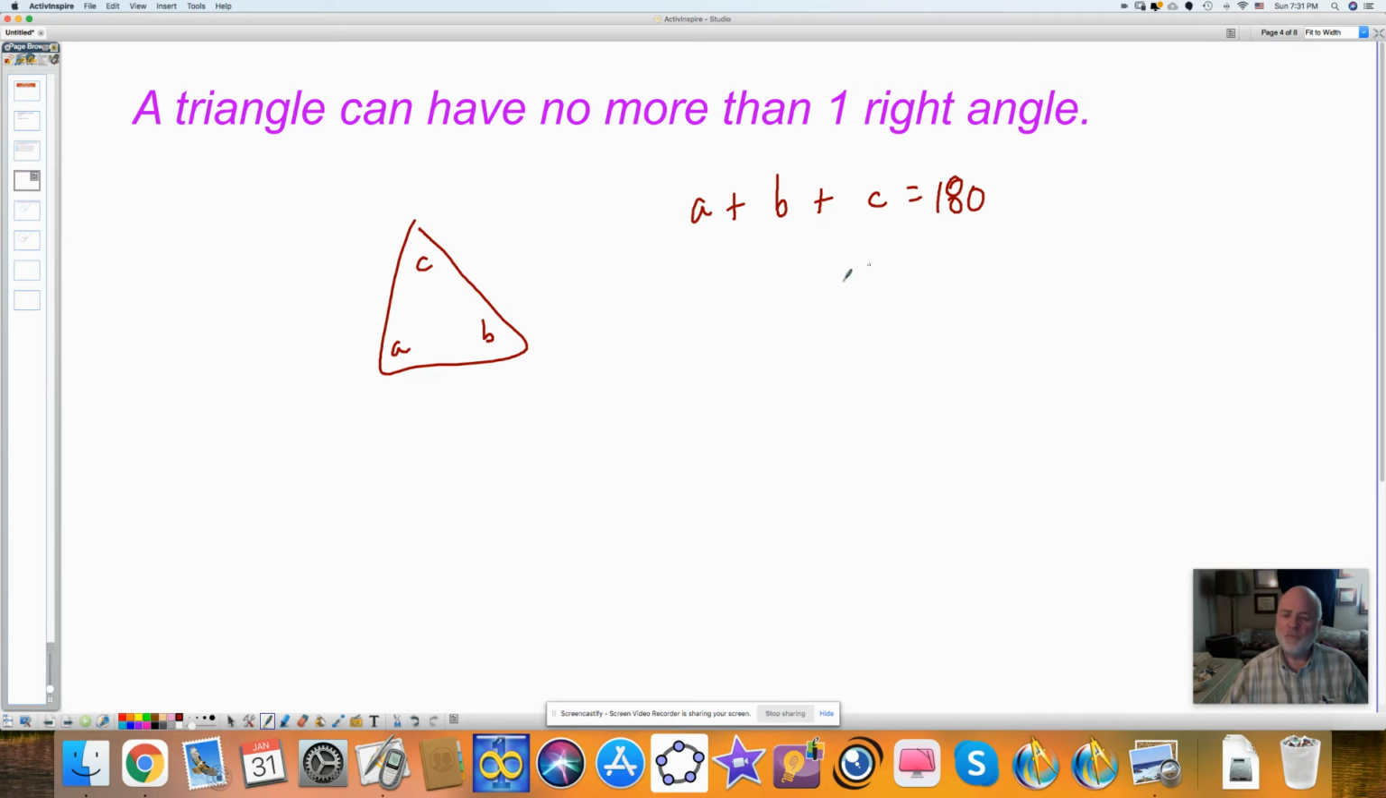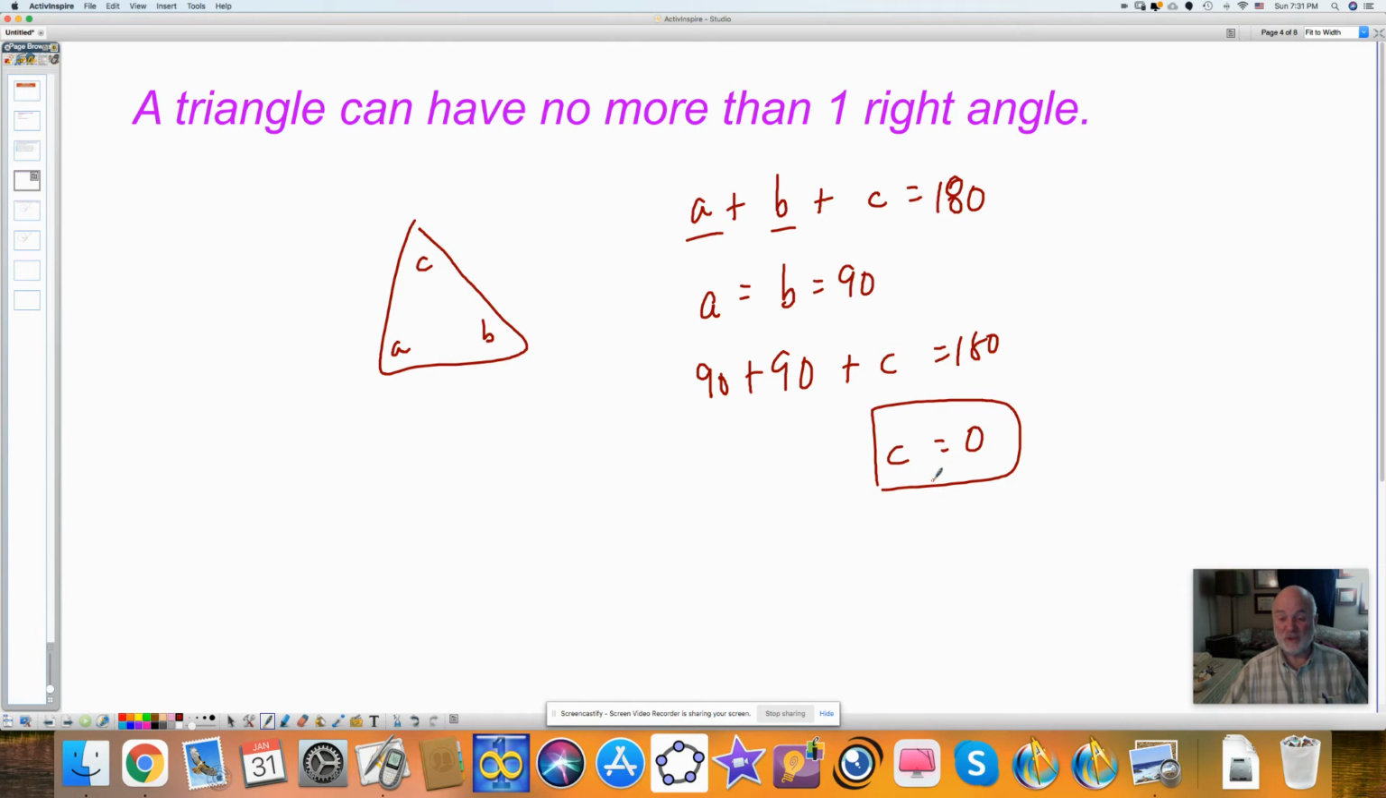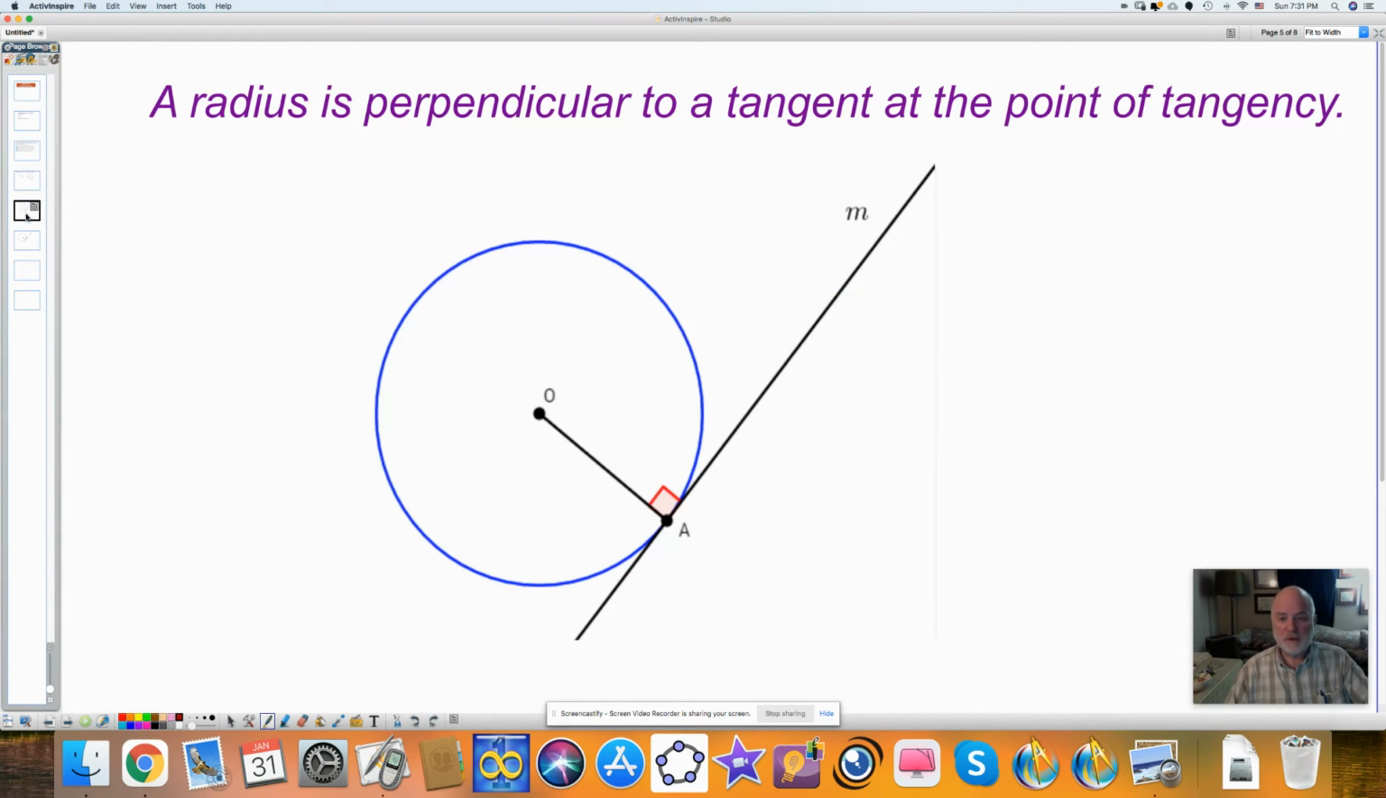Now, if two of the angles were equal to 90, let's just say that angle A and angle B are both equal to 90. When I substitute 90 in up here for A and B, I get 90 plus 90 plus angle C is equal to 180. That means that angle C would have to be equal to 0, and you wouldn't have a triangle. That's a contradiction. So by proof by contradiction, you can't have two right angles. So that means that this must be true, that only one angle can be 90 degrees. You can do the same thing with one angle must be obtuse.